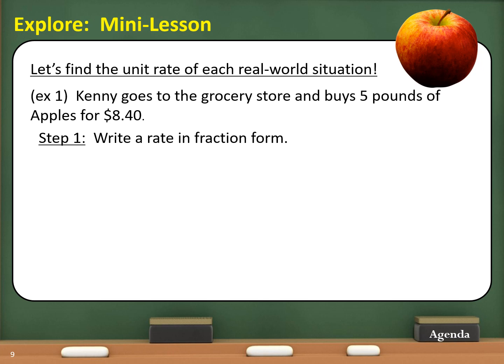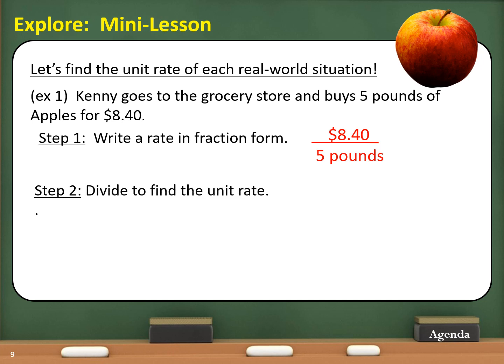$8.40 for 5 pounds. Now, what do I have to calculate? There are two things: for 1 pound, how many dollars do I have to pay, or what is the rate per pound? Now, we'll see. 8.40 divided by 5 pounds, because we need 1 pound, how many dollars? So, if you divide, I'm getting $1.68 per pound.